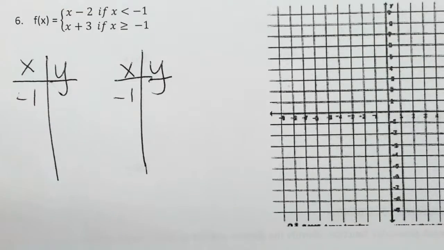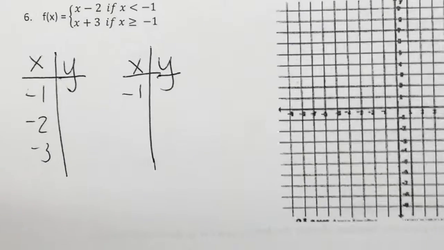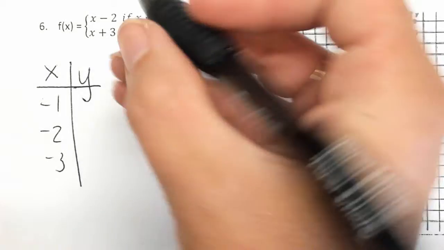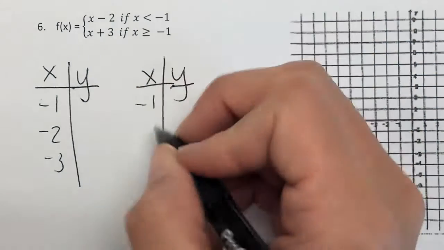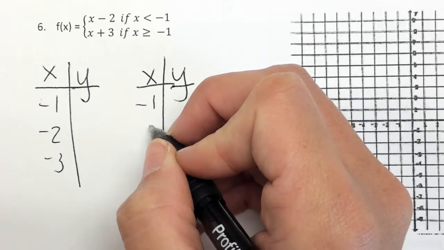-3. Those are both less than -1. Very good. And then on this one, we want two pieces that are greater, or two x's that are greater than -1. So we could use what? 3 and 1. Let's use one directly above it.